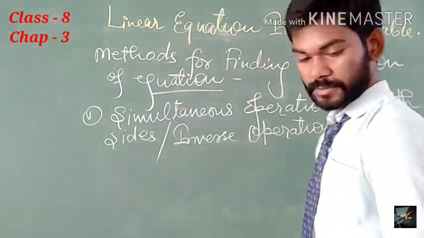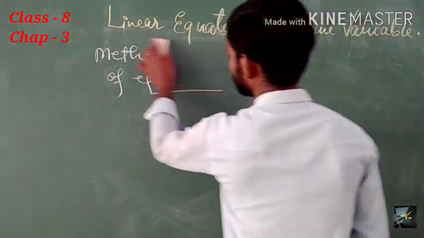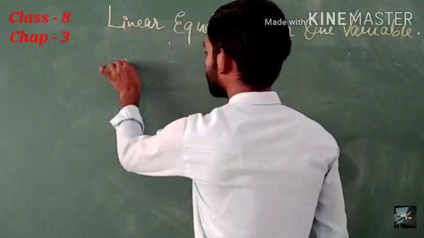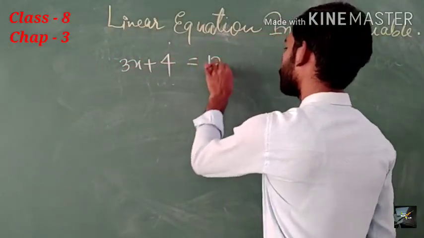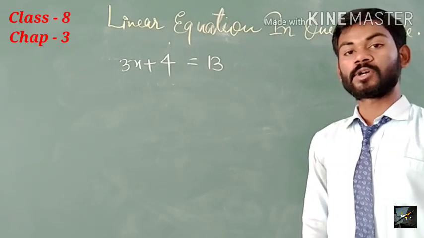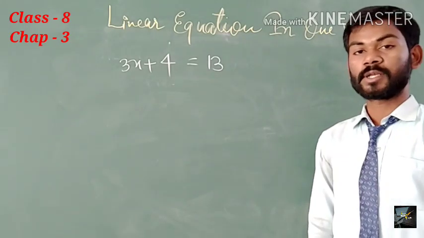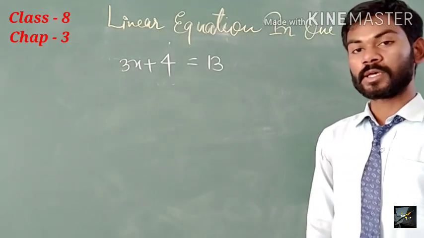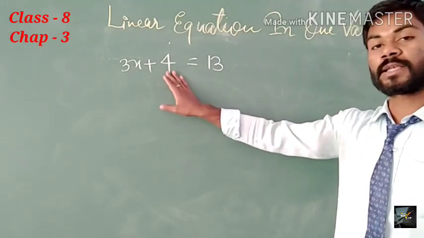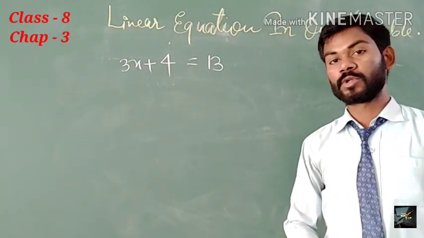The given question is, the first question is 3x plus 4 equal to 30. This is the given equation and we have to find out the numerical value of x using the method of simultaneous operation on both sides. Here in the first step, first we observe that in the left hand side 4 is added with 3x. Therefore, we subtract 4 on both sides.